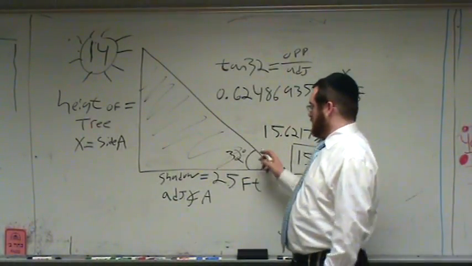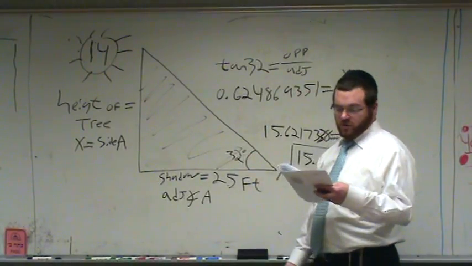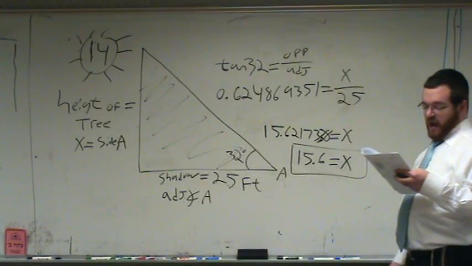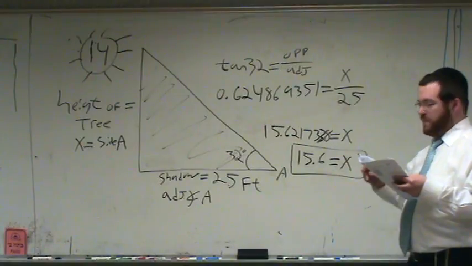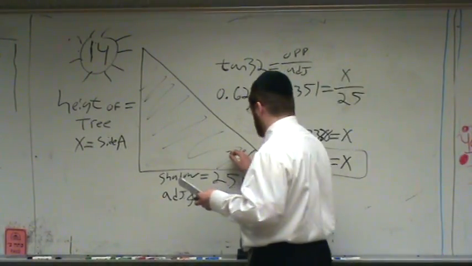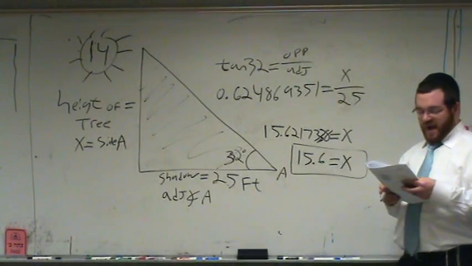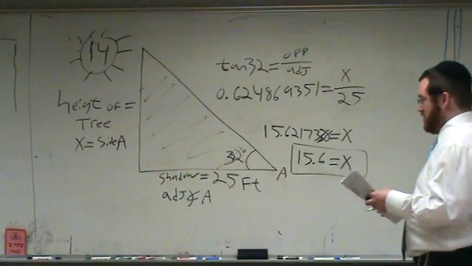and the angle that the shadow is from the ground is 32 degrees. And an angle of elevation from the tip of the shadow to the top of the tree is 32 degrees. 32. What is the height of the tree to the nearest tenth of a foot?